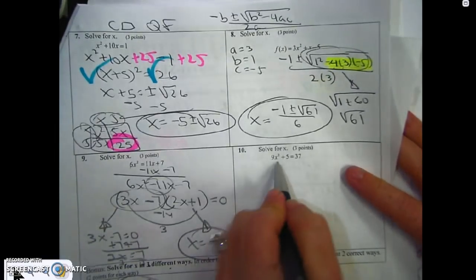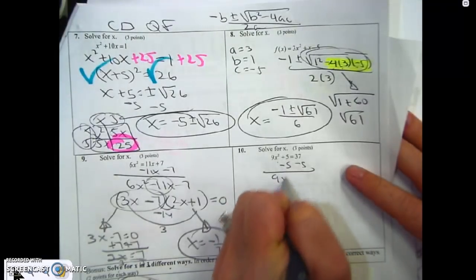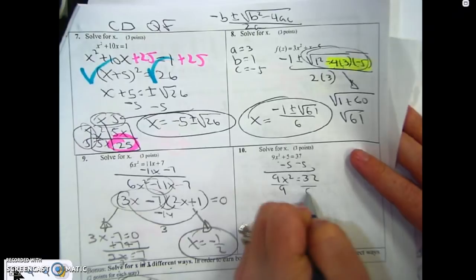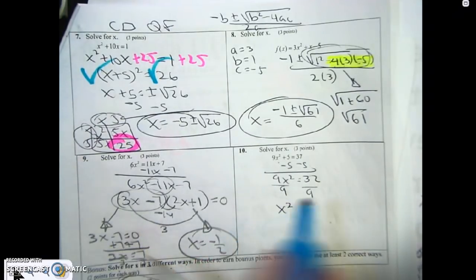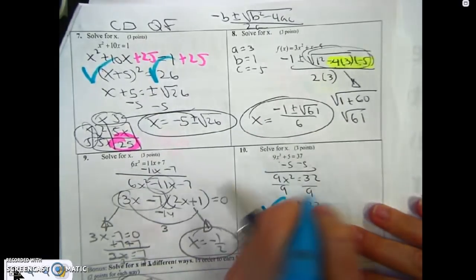Number 10, this reminds me of the square root. So subtract 5, 9x squared equals 32. Divide by 9, x squared equals 32 over 9, square root, square root.